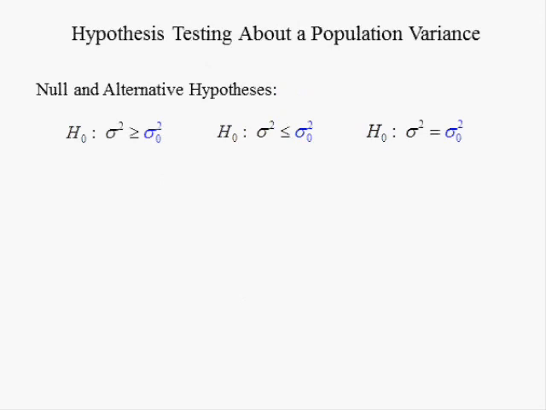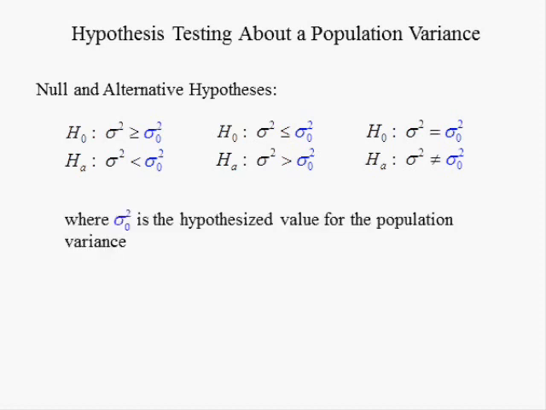The null hypothesis is always associated with the word equal: greater than or equal to, less than or equal to, or just plain equal to. The alternative hypothesis determines whether the test is lower-tailed, upper-tailed, or two-tailed. Sigma 0 squared is the hypothesized value for the population variance. This test statistic is called chi-square stat, which is equal to the degrees of freedom, n minus 1, times the ratio of the sample variance and the hypothesized value for the population variance.